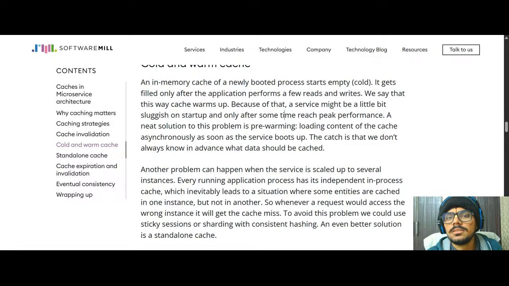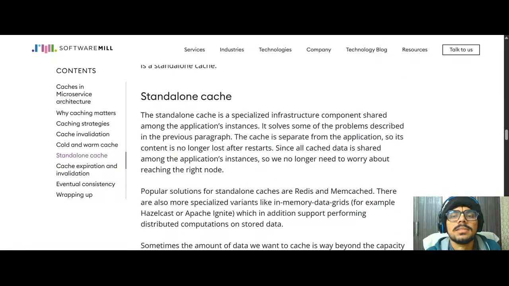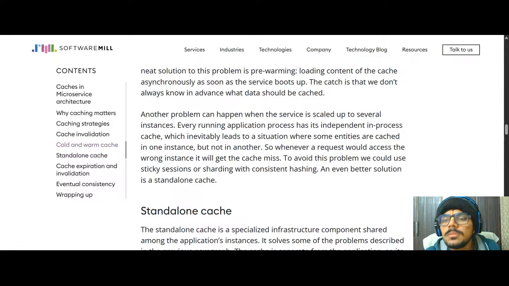Core cache, standalone cache. We should also include that it could be solved by standalone caching. Right. Then we'll import as well. Perfect.